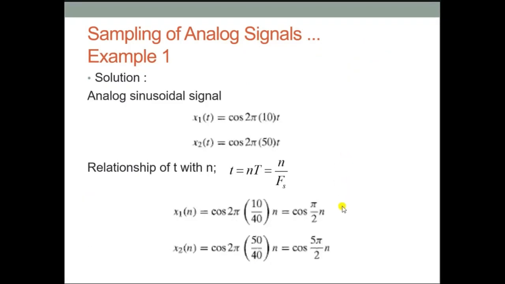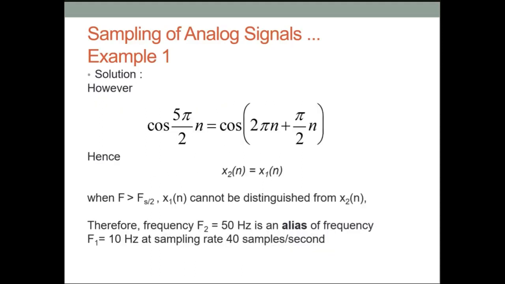Now we have the two signals converted into discrete time signals. So you see that this is x1(n) and this is x2(n). If you look closely at x2(n), we can actually rewrite this into 2 pi n plus pi over 2 n.